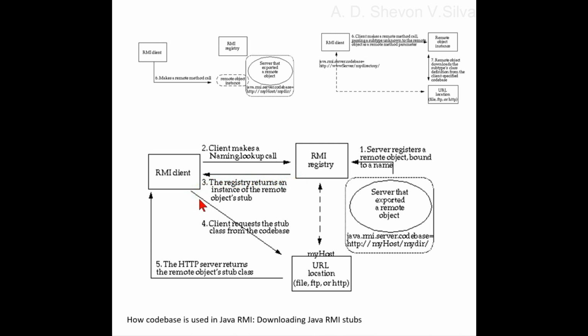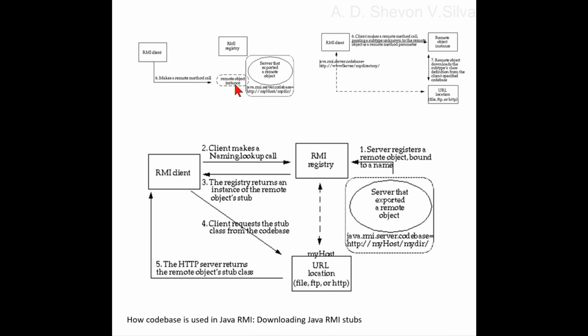Here the RMI client is connected to the URL location on my host, where the client requests the stub class from the codebase. Then the URL location returns to the RMI client, where the HTTP server returns the remote object's stub class. Here my host interacts with the RMI registry. Here step 6, the RMI client is connected to the remote object instance and makes a remote method call.